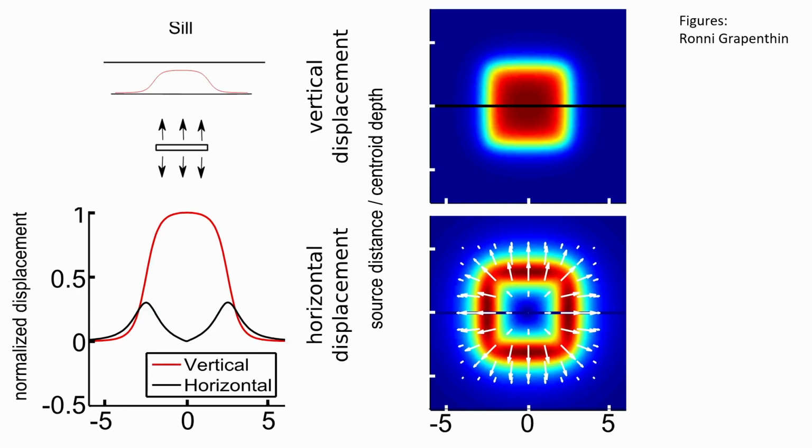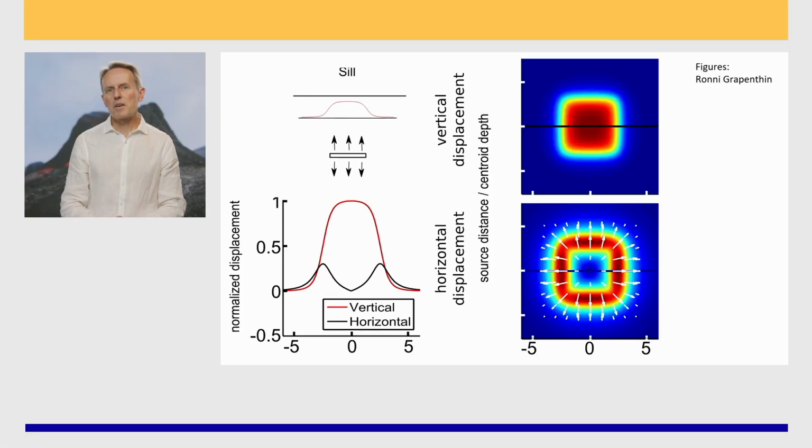Horizontal displacements are largest close to the sill edge, and there are also other models available to represent sills. One is the so-called penny-shaped crack model, representing a circular-shaped sill. The parameters in that model are the radius of the sill and imposed pressure change within the sill, rather than the specific opening in the Okada sill model.